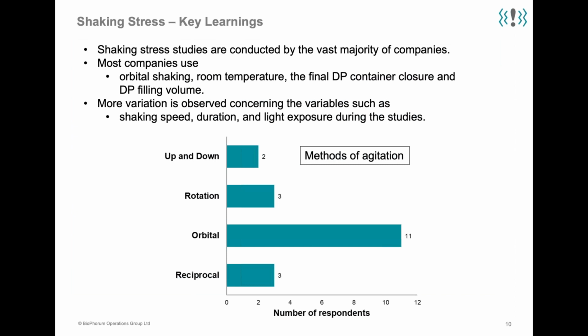As seen on the graph here, nearly all of the companies surveyed reported conducting shaking stress studies using orbital shakers, whereas several respondents used different approaches to mechanical stressing, such as reciprocal, rotation, and shaking up and down. Other common themes include performing the shaking studies under ambient temperature, often with a control sample without agitation, and directly in the final drug product container closure and fill volume. For drug substance, it is important to use appropriate surface area to volume ratio to approximate its actual configuration. More variation is observed on the variables that include shaking speed, duration, and light exposure during the studies, which I'll highlight in the following slide.